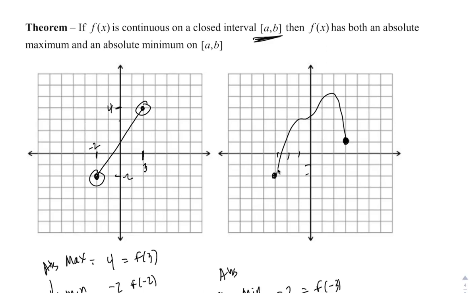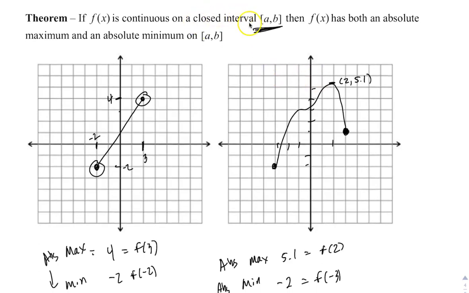And my absolute max, in this case, it's not one of the endpoints. It's a point in between. It's this guy right there. Let me draw a better picture. It looks like it's at 2 and 5.1. So my absolute max is 5.1, again the y value, or f of 2. So that's the key thing about this. If it's a closed interval, then there must be an absolute max and min. The max and min could be the endpoints, or it could be a point in between. It could be a local max or local min that happens to be the highest or lowest value. So very important concept right there.